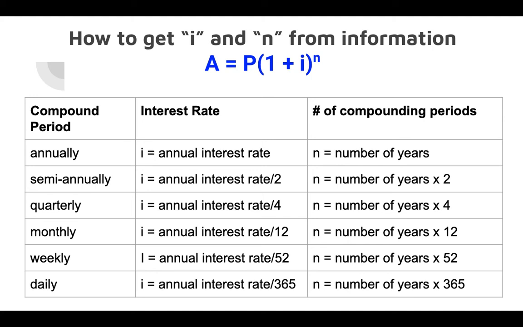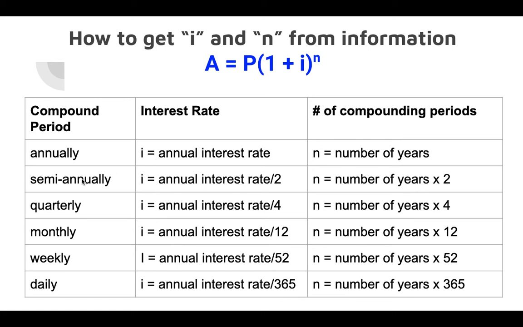If this doesn't make sense quite yet, I'm going to go through this, and then we're going to do some examples. Because all of our interest rates are given as an annual interest rate, if it compounds once a year, then your interest rate is just your annual interest rate. And because it's compounding annually, the number of compounded periods is just how many years you're investing for.